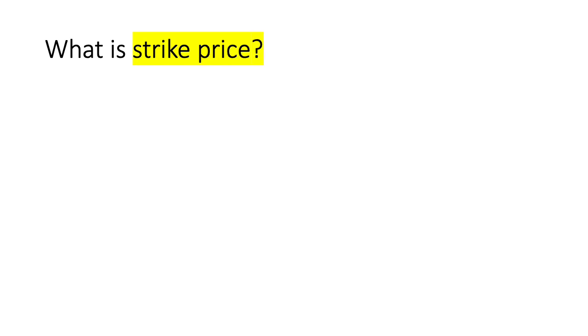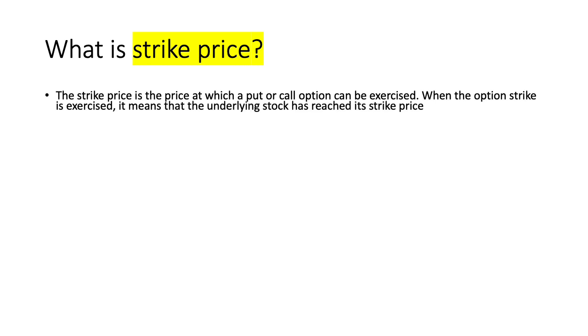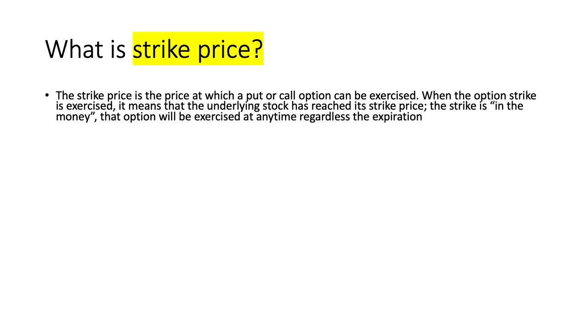What is the strike price? The strike price is the price at which a put or call option can be exercised. When the option strike is exercised, it means that the underlying stock has reached its strike price. The strike is in the money. That option will be exercised at any time regardless of the expiration date.